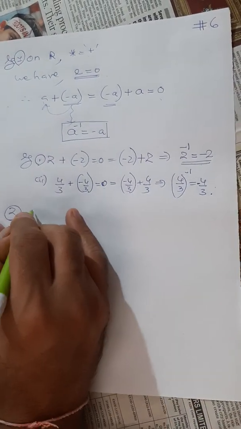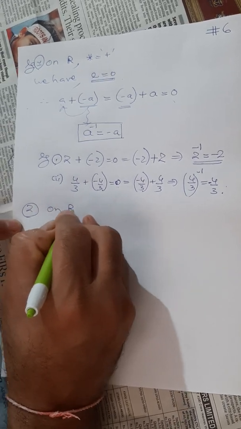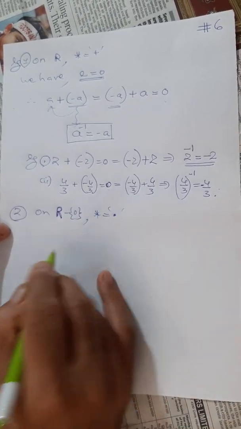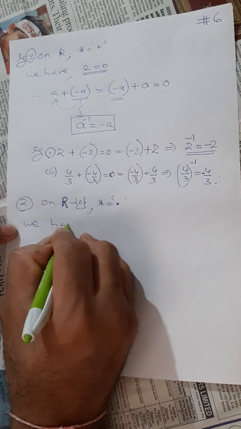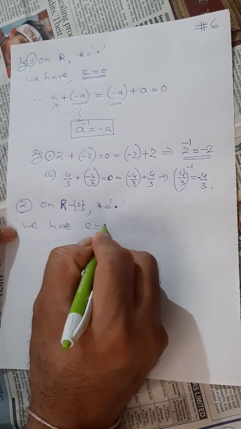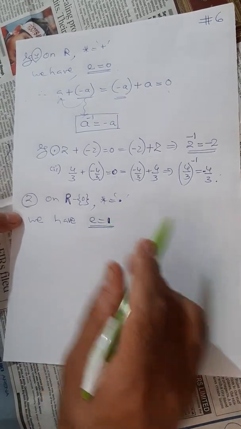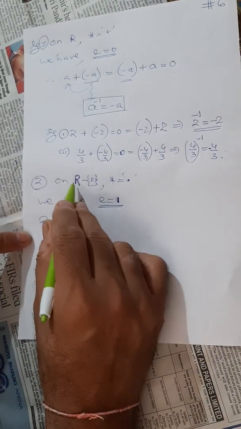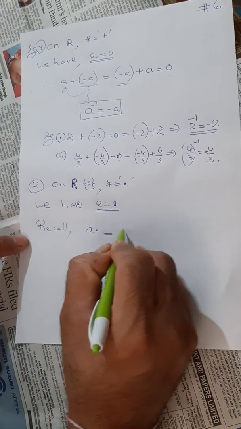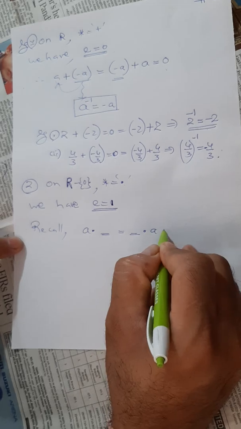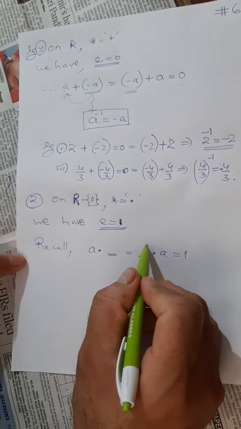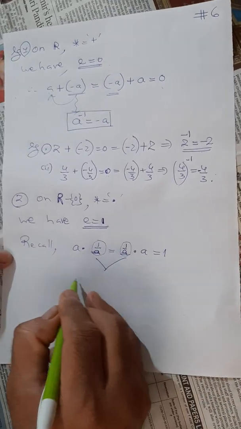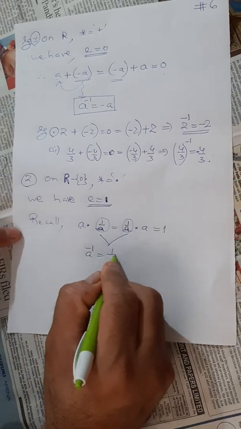Now, if I take all real numbers other than 0, I'm not going to take 0 here, with asterisk as the multiplication operation, then we have e equals 1, the identity with respect to multiplication. Now you recall, any real number A other than 0 times one member, that member times A, your answer must be e. e means here 1. So which appropriate member should be placed here? It is the reciprocal, 1 upon A. So the inverse of A is 1 upon A.